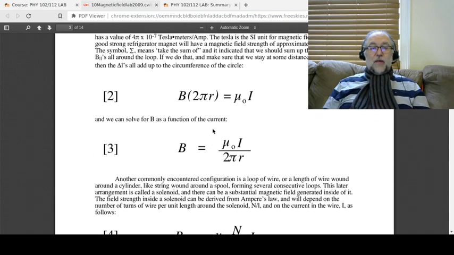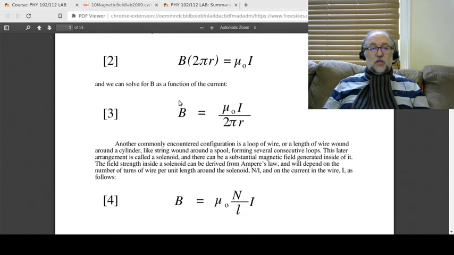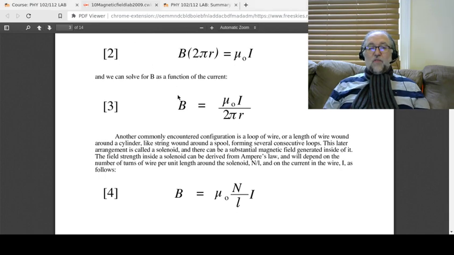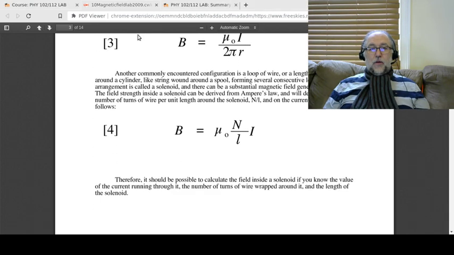So if equation 3 here is the formula for a single wire, the magnetic field of a single wire at a distance r, so the wire's carrying a current I, and you're at a distance r from the wire, then you would get a magnetic field B like that. But what if you have one of these solenoids? And that's actually described in the previous paragraph.